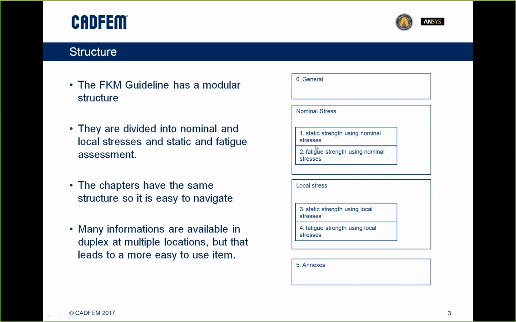The guideline aims to support us with any kind of calculation: static, fatigue, welded, unwelded. We have reoccurring entries in all of the sections. So in nominal stress, I have a static stress approach. In local stress, I also assess the static strength. In nominal, I go for fatigue, and in local stress, I also do the fatigue calculation, and the equations are pretty similar. For that reason, some of the pages are simply duplicates of other ones. That isn't really an issue because it makes the guideline so much more easily readable.